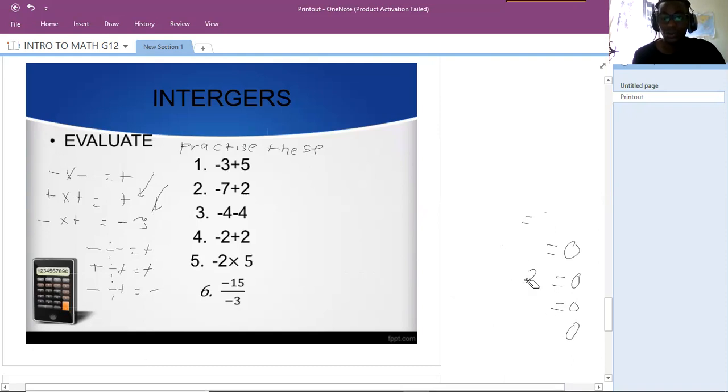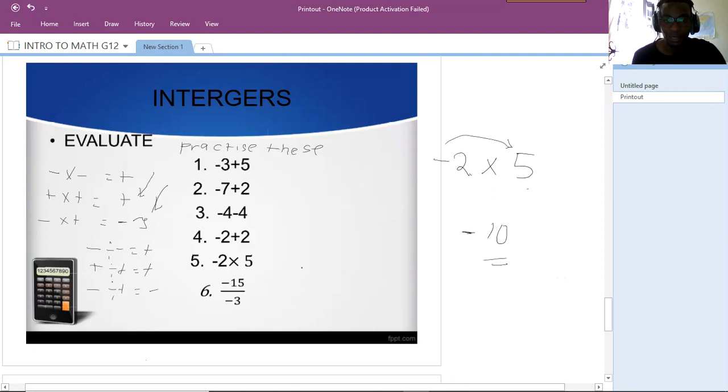Question 5, we're multiplying an algebraic expression. This one is easy. So we're going to say -2 times 5. We first figure out the sign of our answer. Negative times positive, it's negative. 2 times 5, it's 10. So our answer is -10.